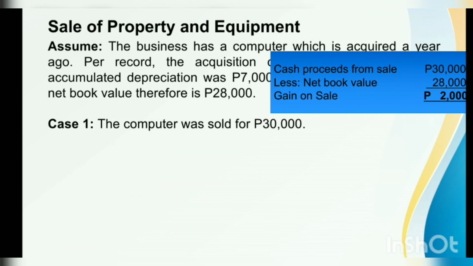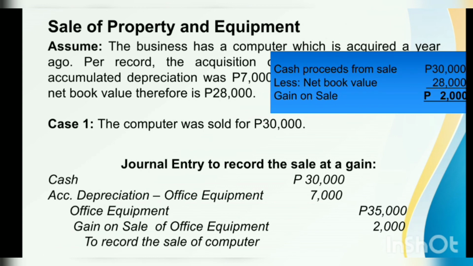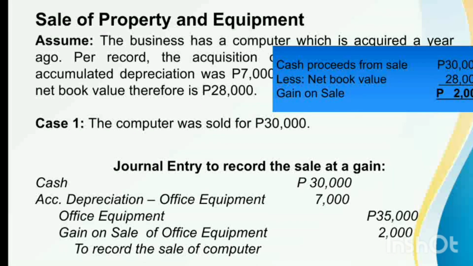So this is now the journal entry to record the sale. So debit cash, 30,000 pesos. So this is our cash proceeds from the sale. And then debit accumulated depreciation office equipment, 7,000 pesos. And then credit to office equipment, 35,000 pesos. And then credit to gain on sale of office equipment, 2,000 pesos. So this is to record the sale of computer. Take note that in the journal entry to record the sale, it is not only the office equipment that is removed from the records, but also its valuation account, which is the accumulated depreciation office equipment.